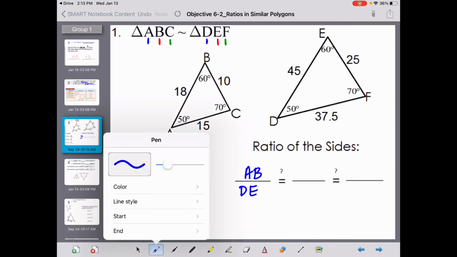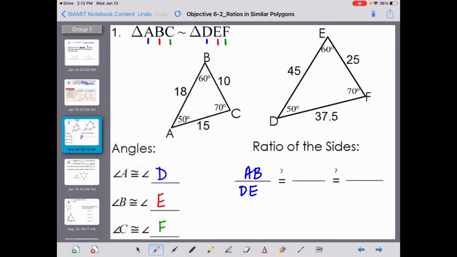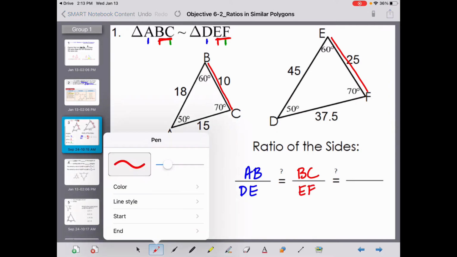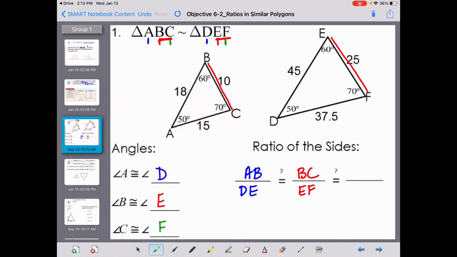BC, let's change that to red. BC, it's here. It's here. So then EF would go there. All right, and then the last side of that triangle is CA, FD.